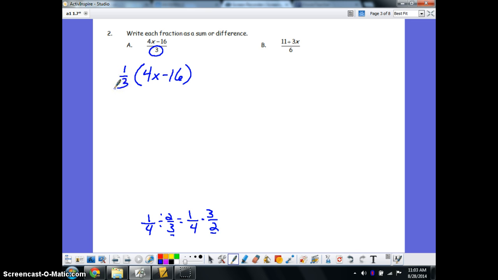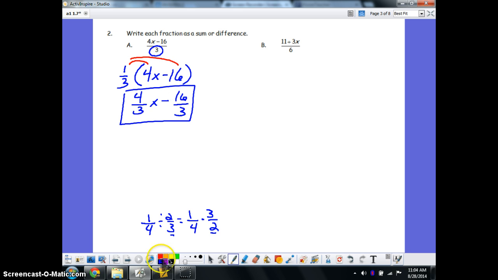So that's how we can use the distributive property to simplify these. And then it just becomes a matter of distributing by multiplying that 1/3. So we end up with 4/3 x minus 16/3. And neither of these two fractions can be reduced. So that is rewriting that fraction as a difference because of that minus sign.